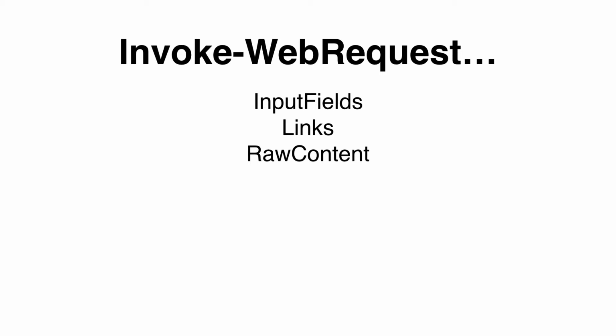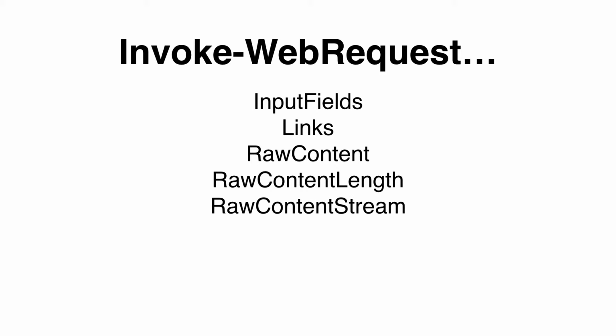Raw content displays the raw HTML content of the website. The raw content length property displays the character length of the raw HTML content. The raw content stream displays information like if the web page can read, can seek, or can timeout.